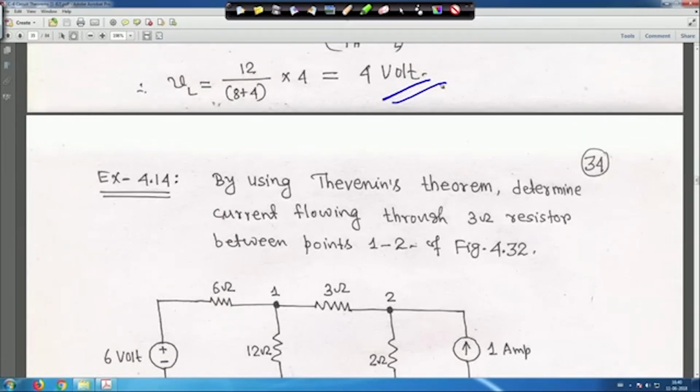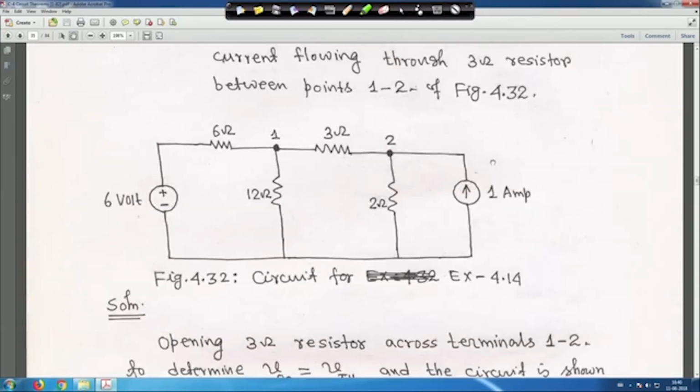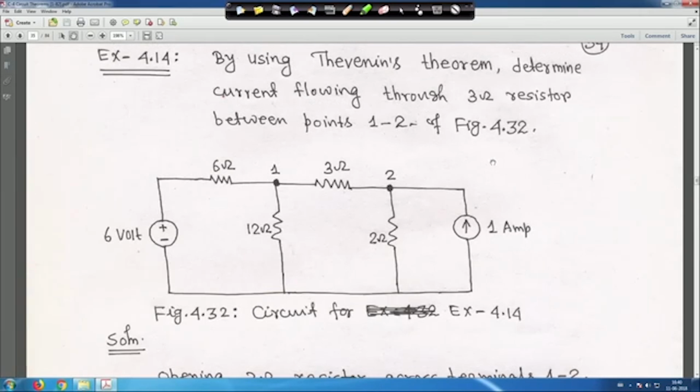So, next one, varieties of problems we have taken. Next one is, by using Thevenin's theorem determine the current flowing through the 3 ohm resistor between points 1 and 2, right. So, this is the problem, that you have to find out the current flowing through this 3 ohm resistance in this direction, 1 to 2. So, between point 1 and 2 the 3 ohm resistance is there.